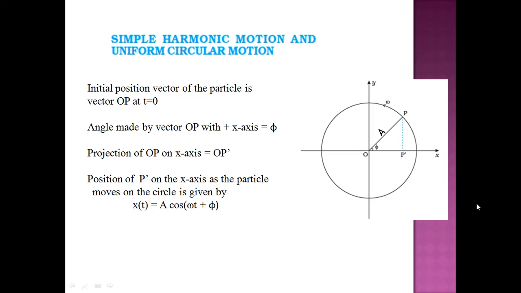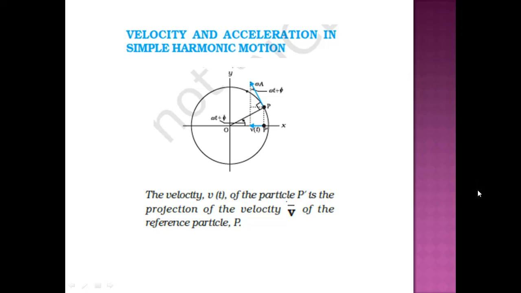So we have a conclusion. If P moves uniformly along a circle, its projection P dash on the diameter of the circle will execute simple harmonic motion. Now if there is a displacement as a function of time, then there will be velocity as well as acceleration for the particle which is executing simple harmonic motion.